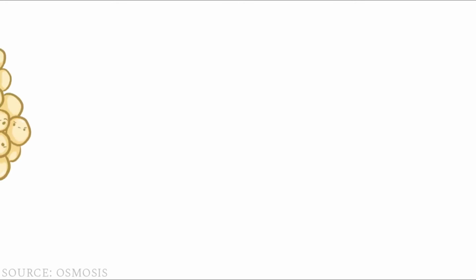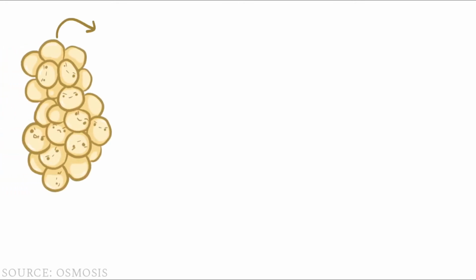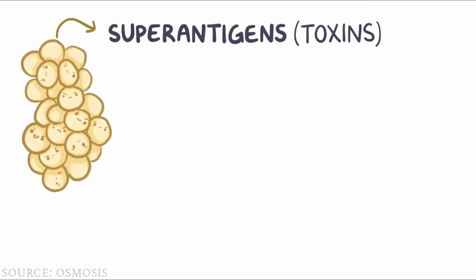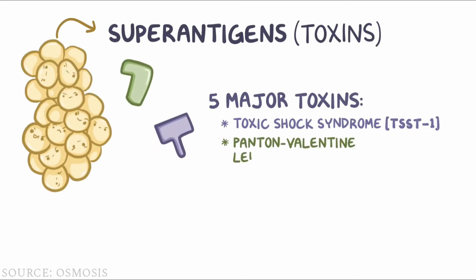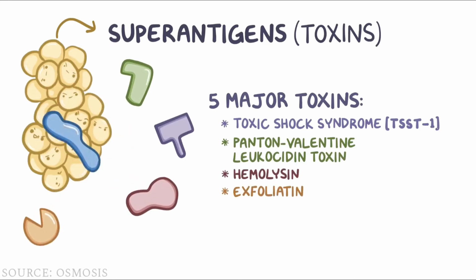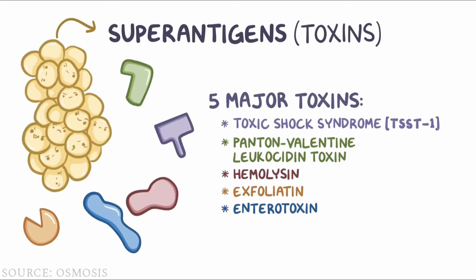If all this wasn't enough, Staph aureus can also release superantigens or toxins. In fact, there are 5 major toxins related to Staph aureus: toxic shock syndrome toxin 1, or TSST1, Panton-Valentine leukocidin toxin, hemolysin, exfoliatin, and enterotoxin.